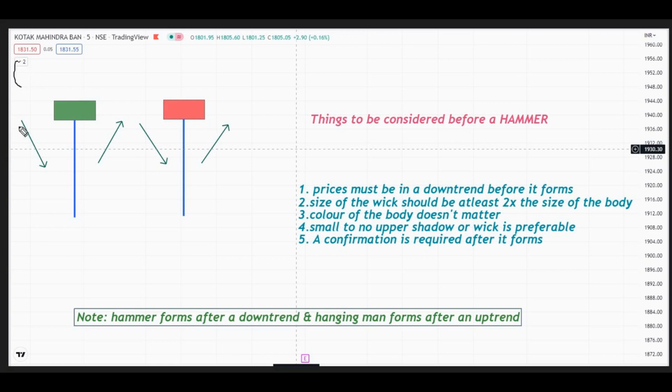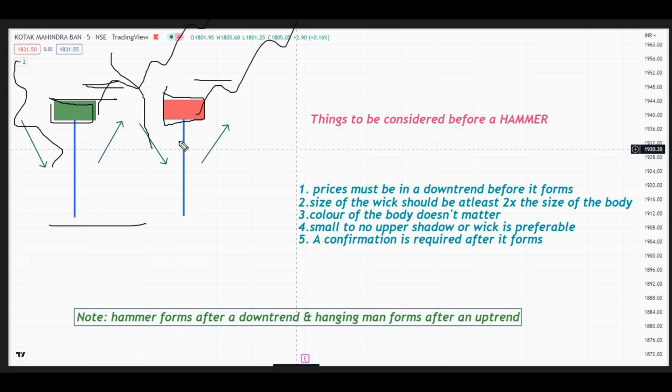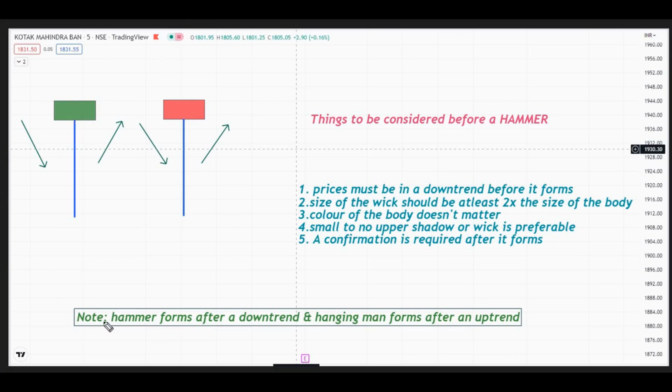See, if we see a hammer candle in a downtrend, we will not directly trade it, we will trade it after a confirmation comes. Say the high of this hammer candle is taken out, then we can enter with multiple confirmations with stop loss just below the low of this candle for a potential upside momentum. Okay, and always note that hammer forms after a downtrend and hanging man forms after an uptrend momentum. Okay, so now let's look at various examples.